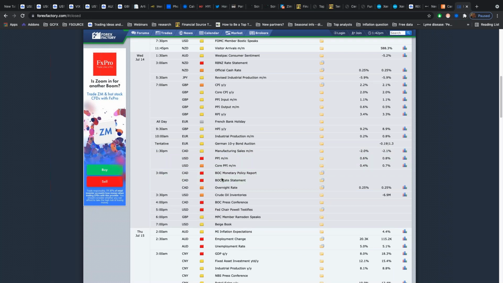Now, this is going to be very interesting. Bank of Canada rate statement. Now, Canada is doing well. They really are doing well. The last jobs report out of Canada was strong.